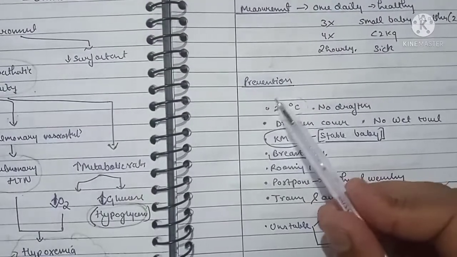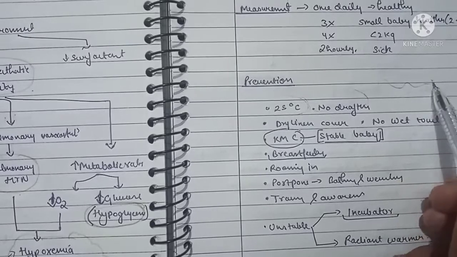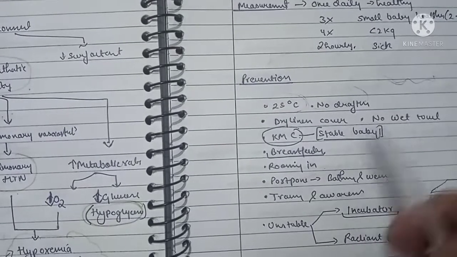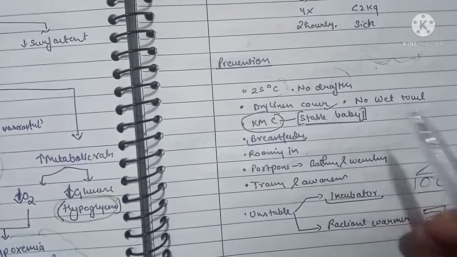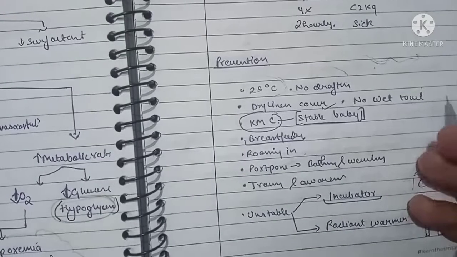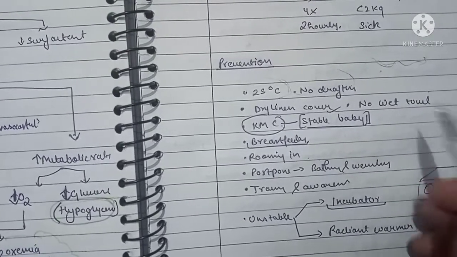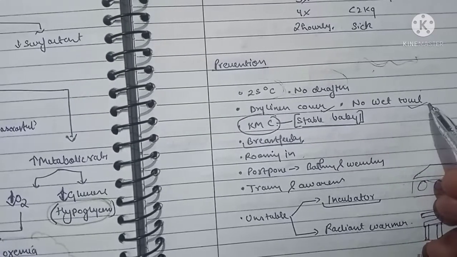The first thing first, the temperature should be 25 degrees Celsius in the surrounding. There should be no drafting air passing around that will lead to convection. Okay, we need to avoid it. The child should be wrapped in a dry linen cover. Note that the head of the baby should be covered with a head cap, which is most of the time ignored and is a cause for hypothermia. No use of wet towel should be made.